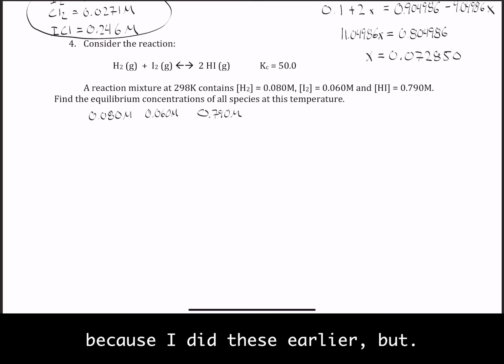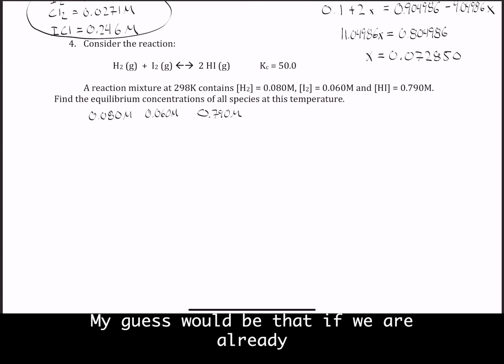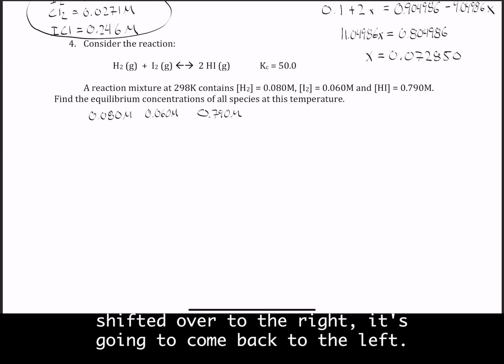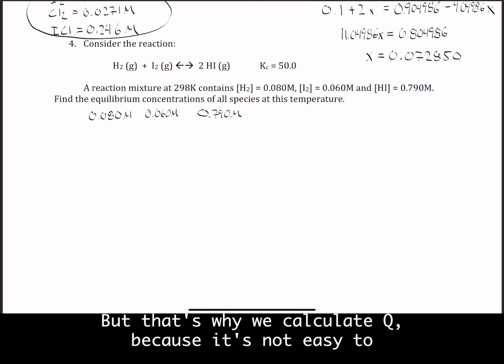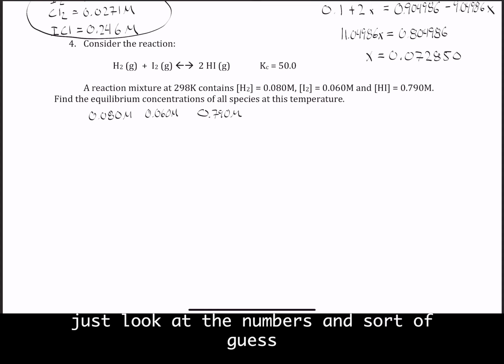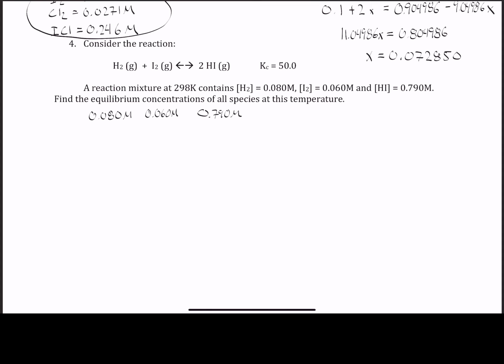I'm cheating a little bit because I did these earlier. But my guess would be that if we are already shifted over to the right, it's going to come back to the left. But that's why we calculate Q, because it's not easy to just look at the numbers and sort of guess which way it's going to go.